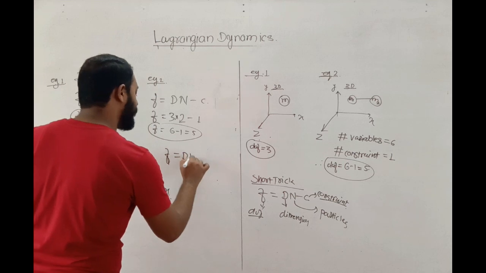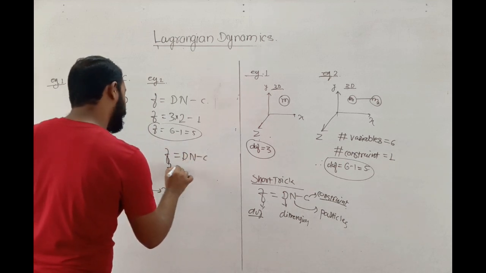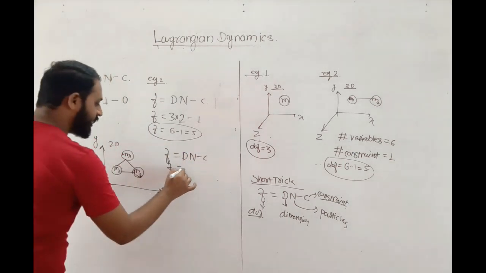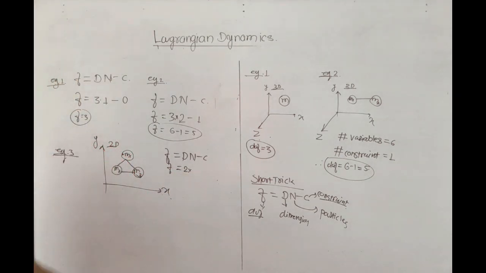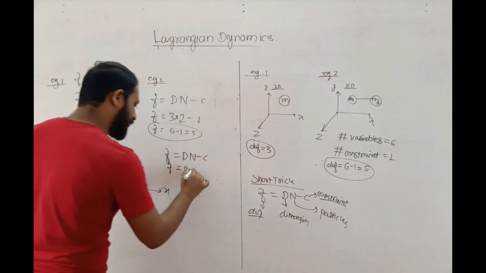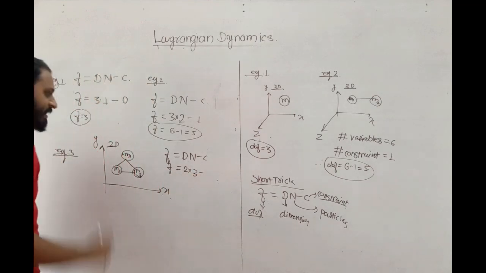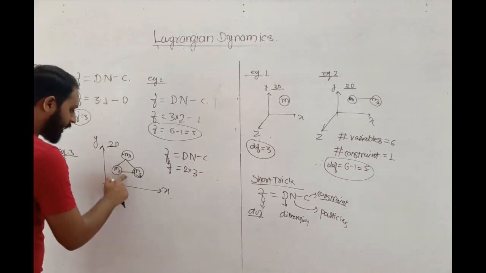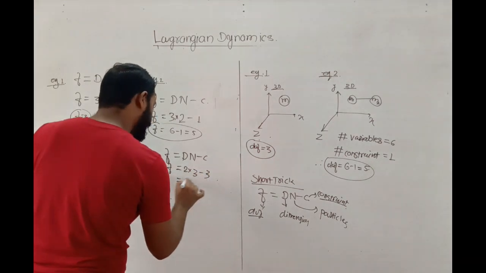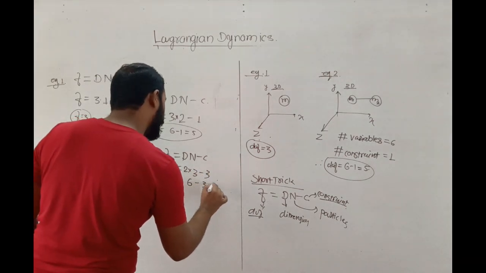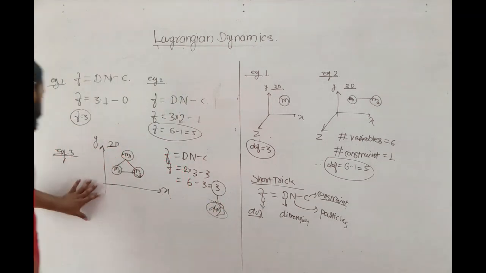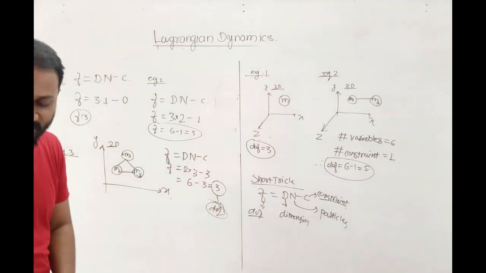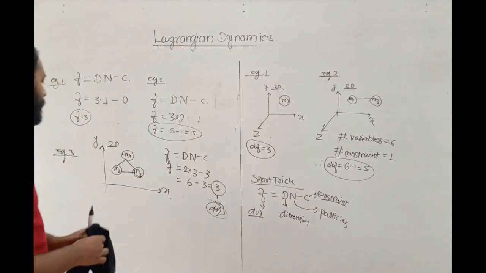f equals d into n minus c. Dimension is how many? 2-dimensional. Number of particles is how many? 1, 2 and 3. Constraints are how many? 1, 2 and 3. 3 into 2, 6 minus 3 equals 3. This is nothing but the degree of freedom for this system. It was that simple. Just apply the trick.